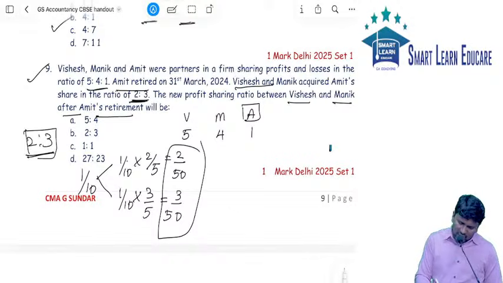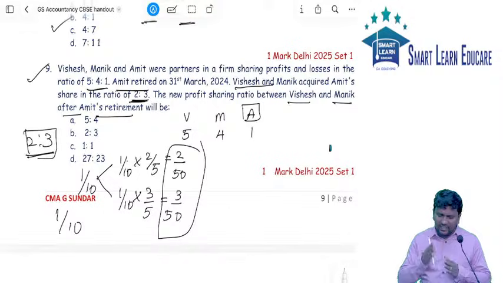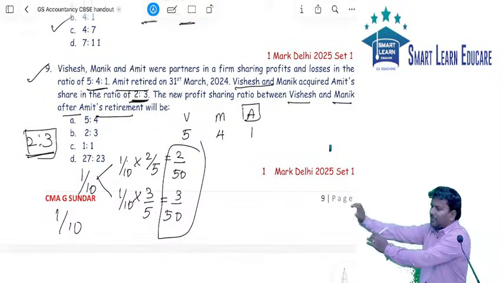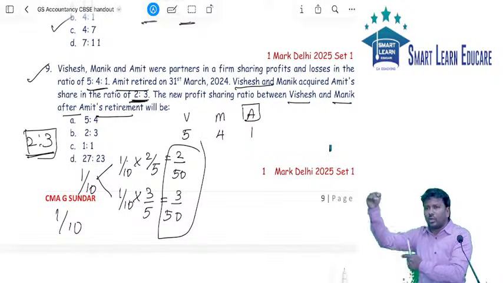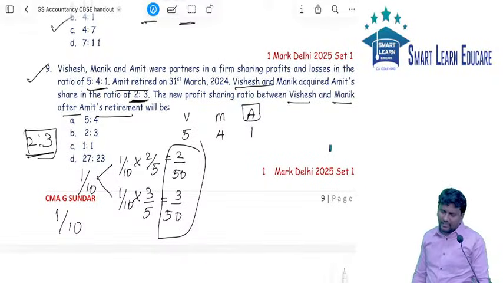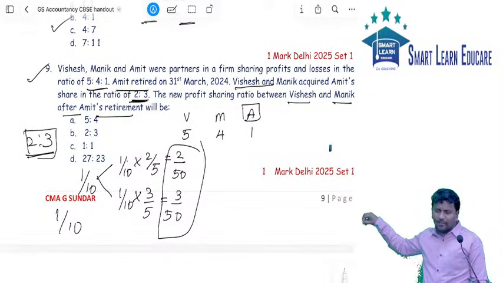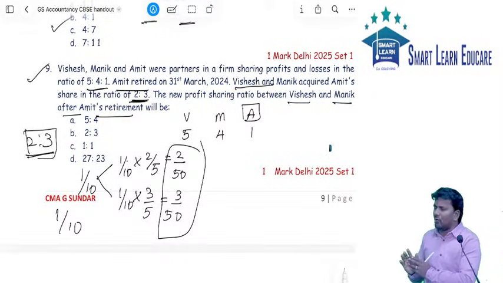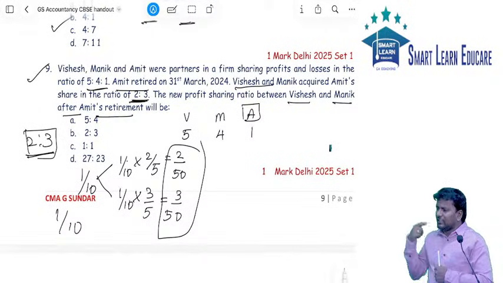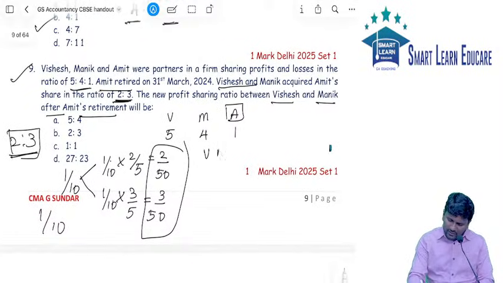5/50 is nothing but 1/10. That is whose share? A's share. We have 3 partners V, M, A. Who retired from the partnership firm? A retired. So the 1/10 share given up by A is now taken by 2 people. Some portion is taken by V, some portion is taken by M. V has taken 2/50. M has taken 3/50. So what is the new ratio?